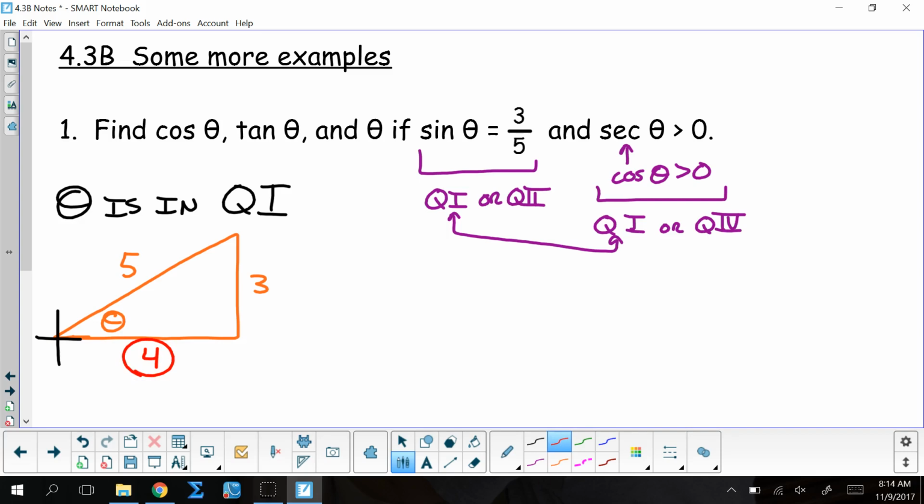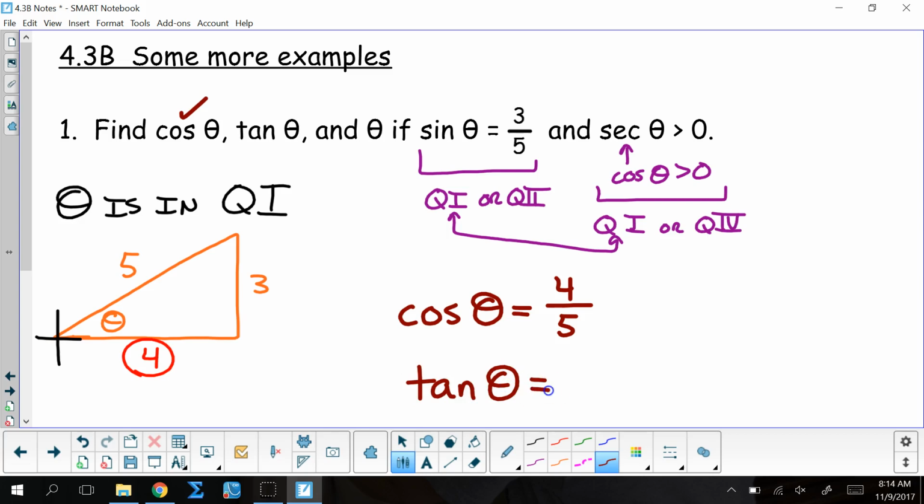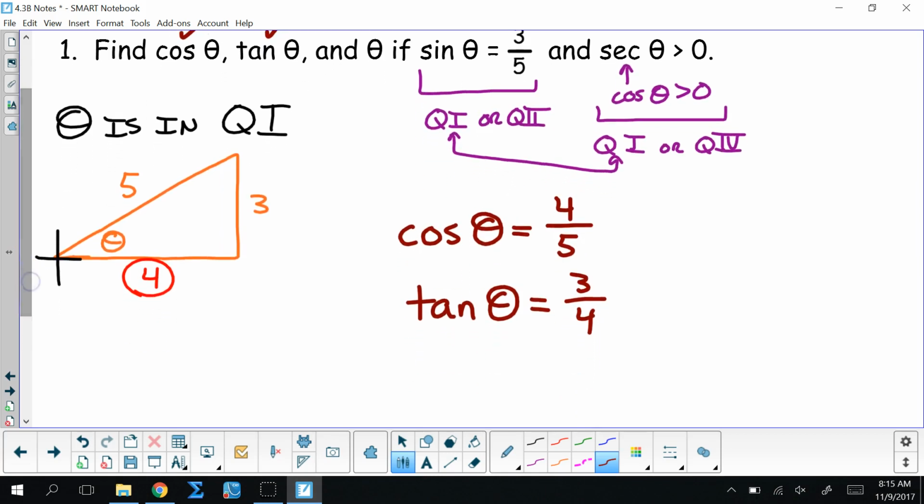Okay. So, what is the cosine of theta? Four-fifths? Done. What is the tangent of theta? What do you got? 3/4? Done. Now we just got to find theta itself.